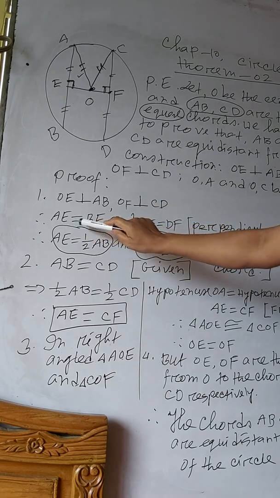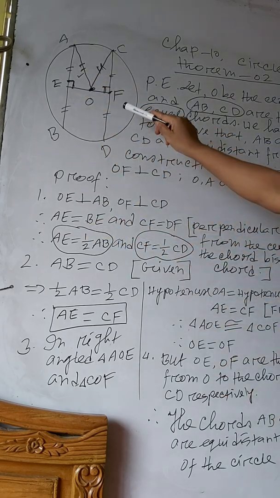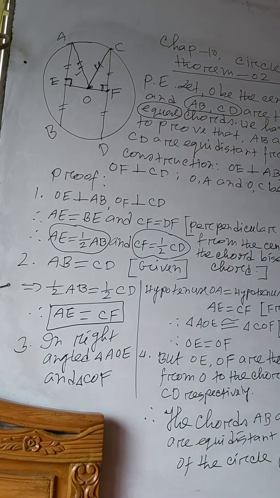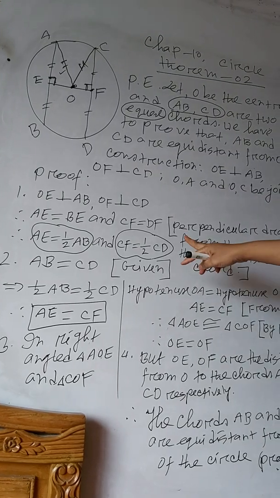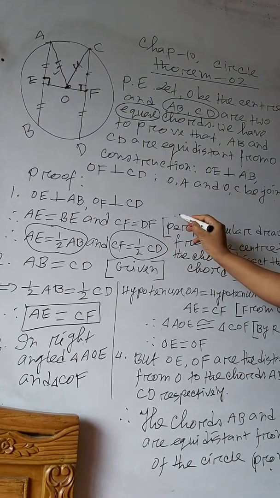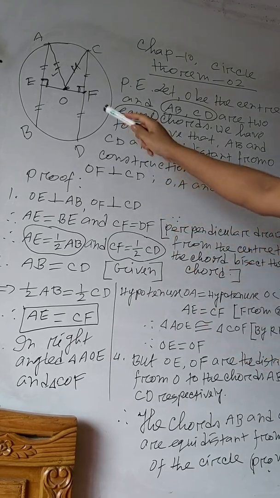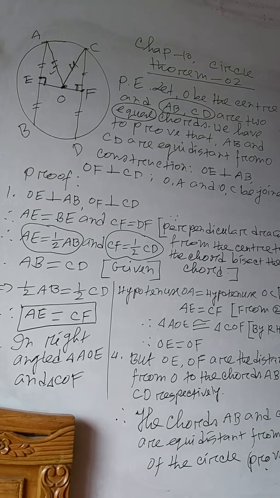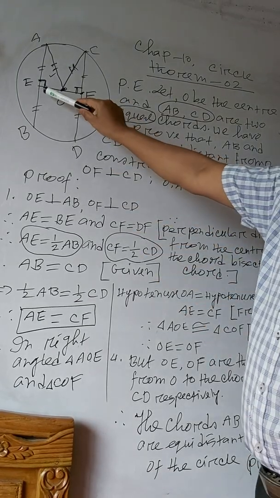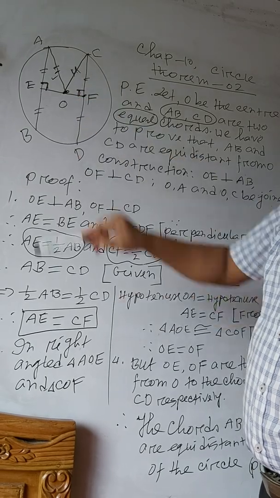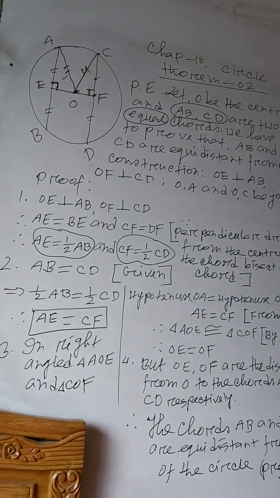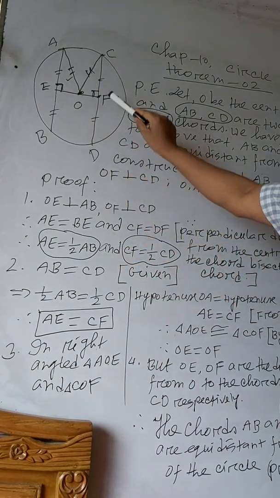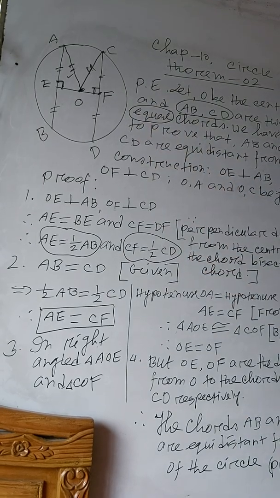Therefore, easily you can say that AE equals BE. Also, OF is perpendicular to CD, therefore CF equals DF, because the perpendicular drawn from the center to the chord bisects the chord, that is, equally divides it. So we can write AE equal to half of AB, CF equal to half of CD.